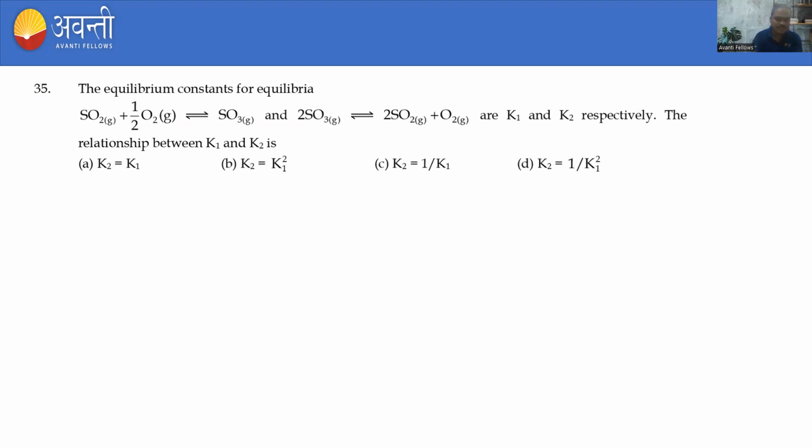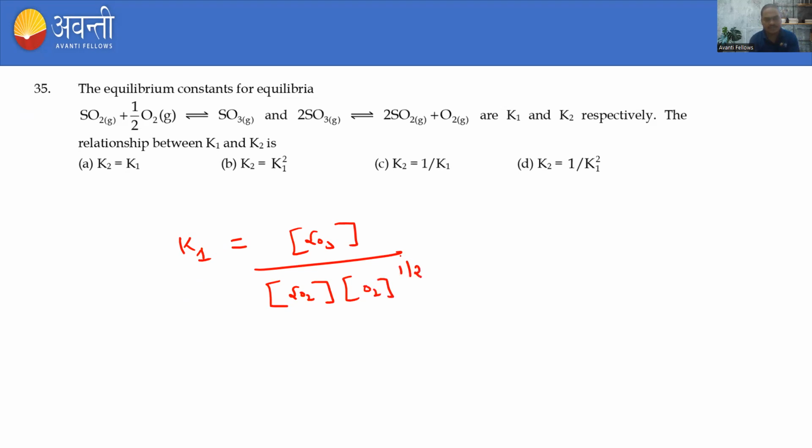Now, move to the next question, that is question number 35. The equilibrium constants for the equilibria SO2 plus half O2 giving SO3, and 2SO3 giving 2SO2 plus O2 are K1 and K2 respectively. You have to establish the relationship between K1 and K2. So we can write K1 as the concentration of SO3 divided by the concentration of SO2 and O2 raised to the power 1 by 2.